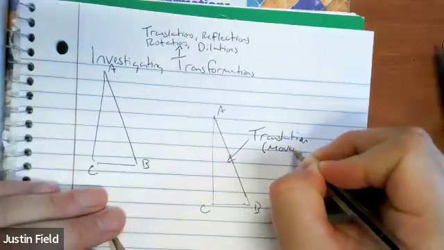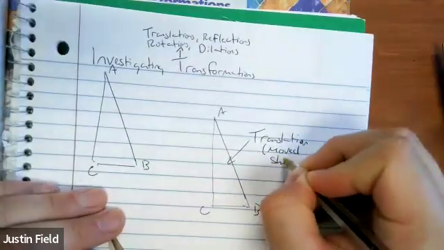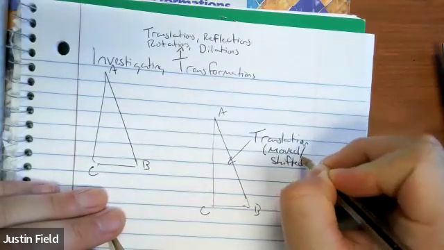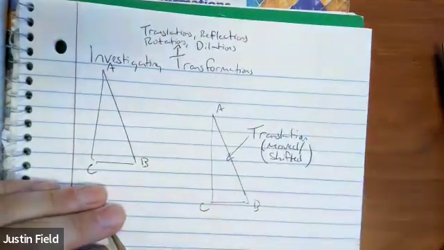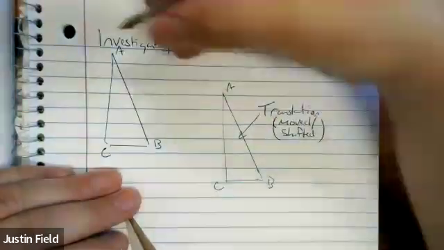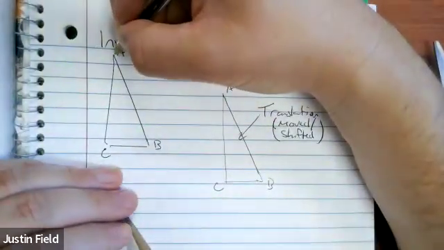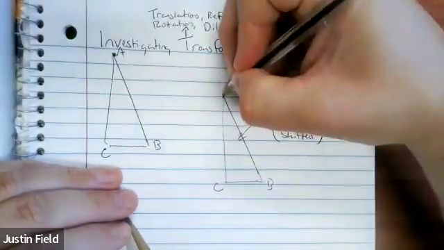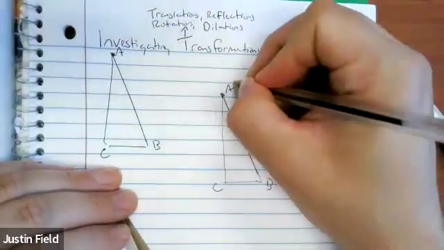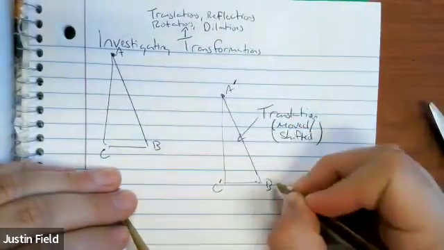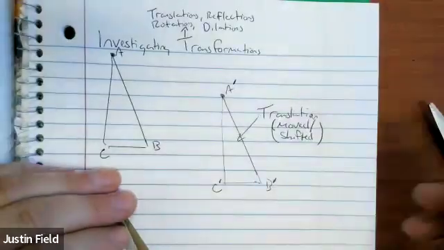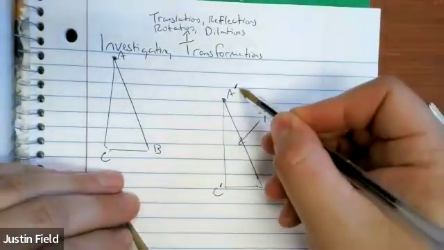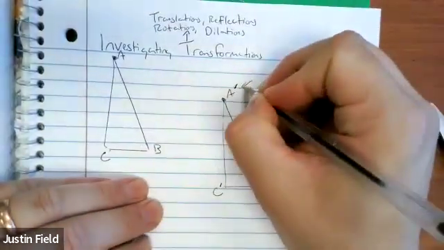Moved or shifted. It's all that happens in a translation. Notice you can take a pair of corresponding vertices, A and A. We always, in our new figure, write a prime symbol. This is called a prime.